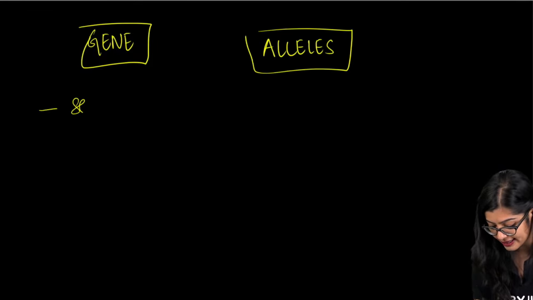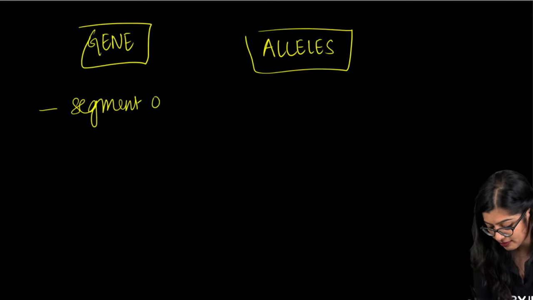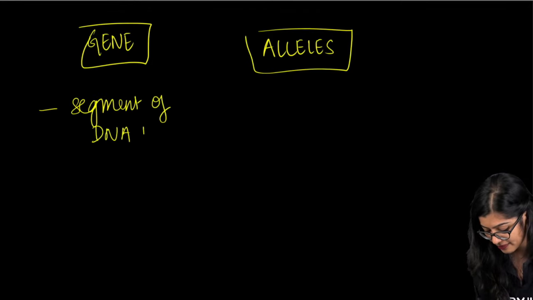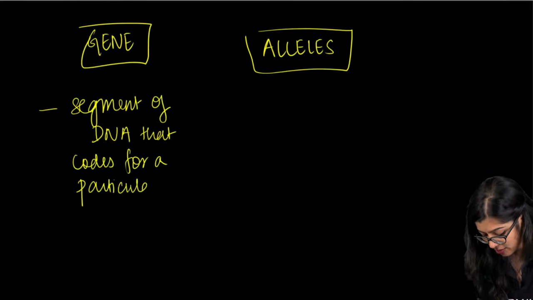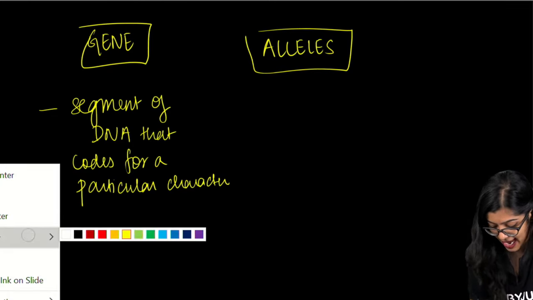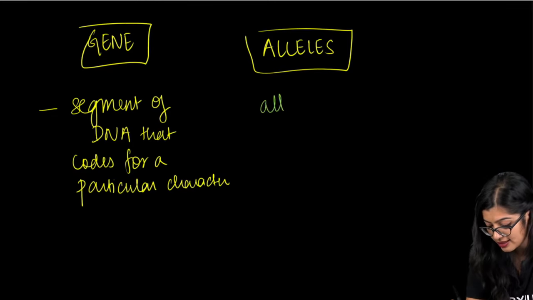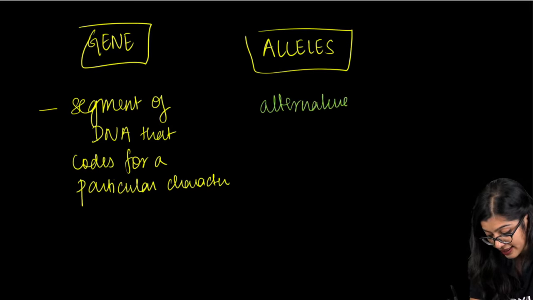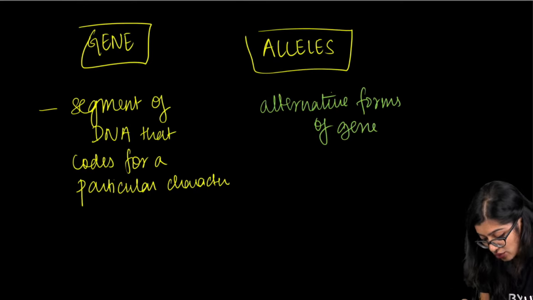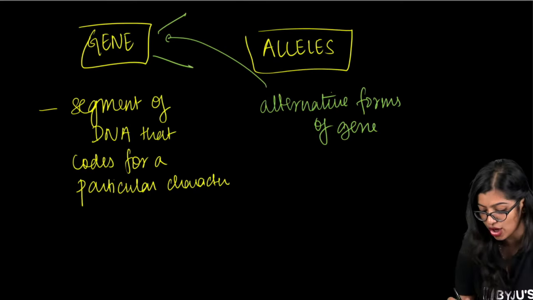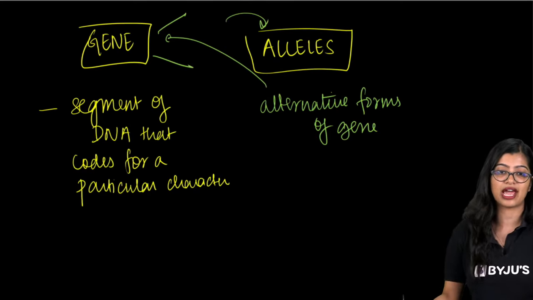Gene, what is it? It is a segment of DNA that codes for a particular character, right? But on the other hand, when we talk about alleles, they are alternative forms of the gene. So these are alternative forms. If a gene has an alternative form, it is an allele, right?